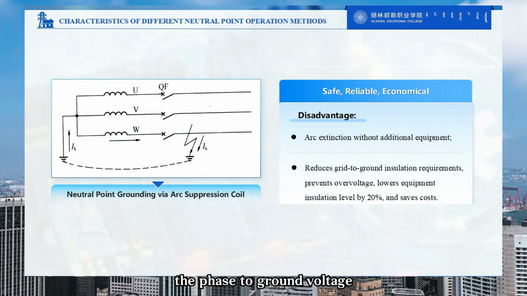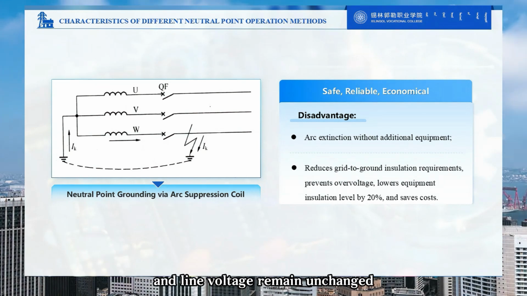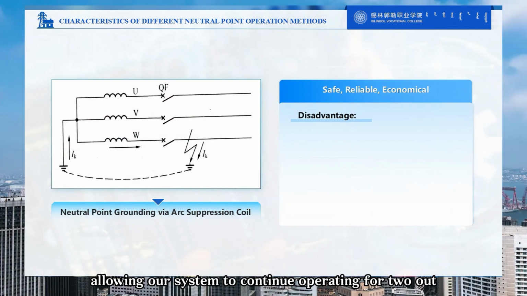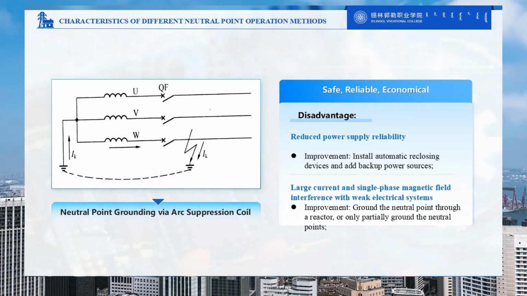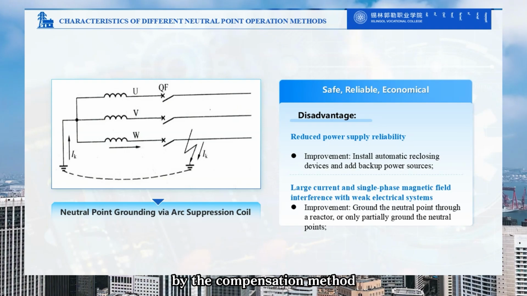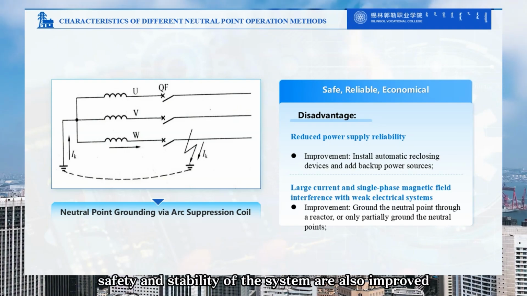The phase to ground voltage, neutral point voltage, and line voltage remain unchanged. The 3-phase system remains symmetrical, allowing our system to continue operating for 2 hours. Supply reliability is improved. The capacitive current flowing through the grounding point is weakened by the compensation method. The safety and stability of the system are also improved.